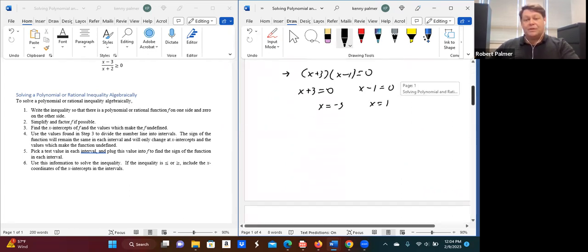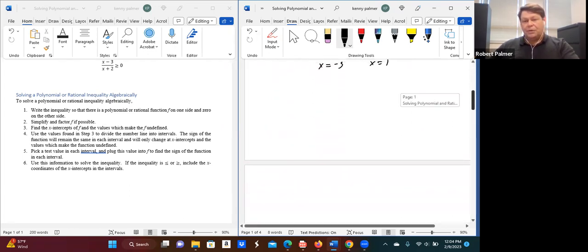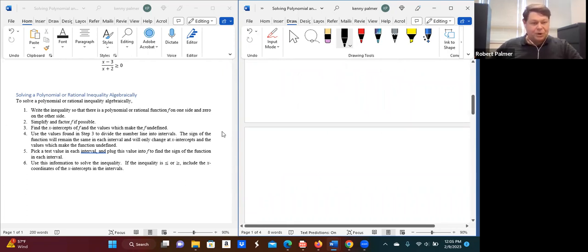Now, what we do with this then, and we'll just go down to the next page, is we're going to set up what's called a sign chart.